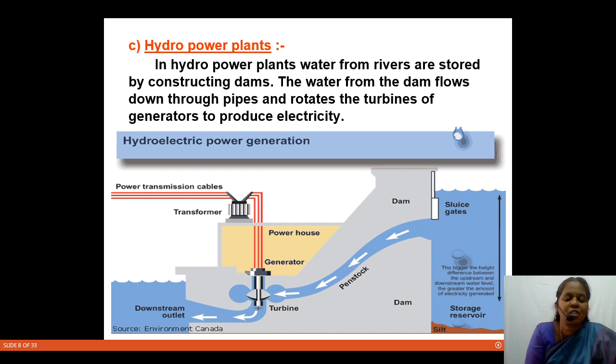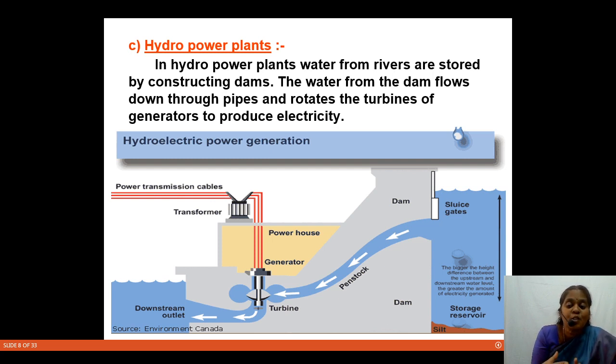Third example for conventional source of energy is hydro power plants. In your locality, so many hydro power plants are available. In Karnataka, so many places have hydro power plants. Small ones are there, some big plants are also available, because the availability of water is more in these areas. In hydro power plants, the water from the rivers is stored by constructing dams. The water from the dam flows down through the pipes and rotates the turbine of generators to produce electricity.